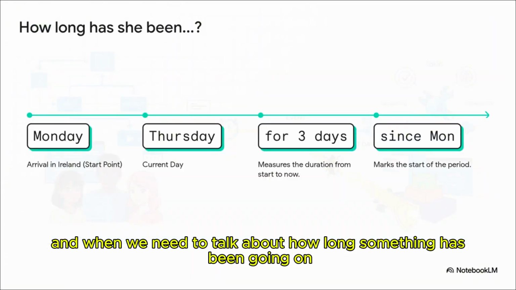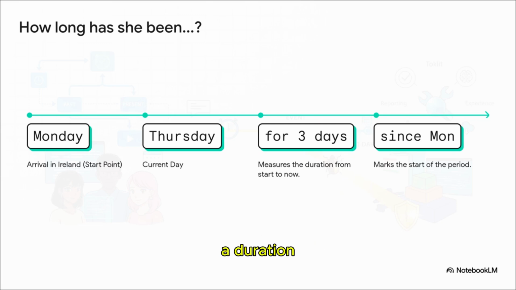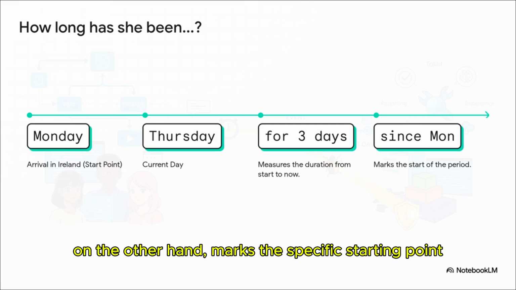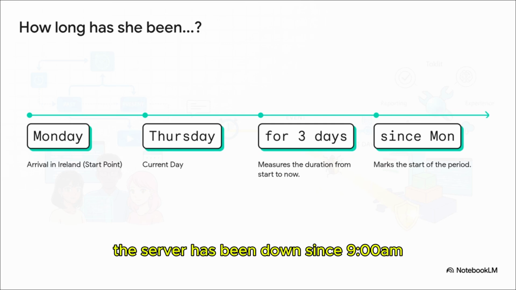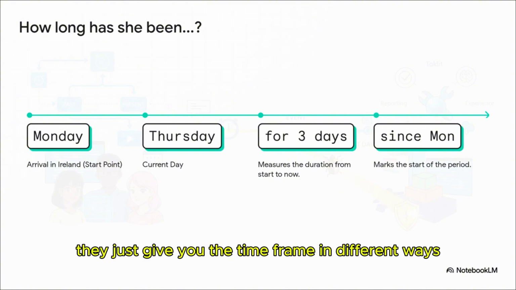And when we need to talk about how long something has been going on, we have two simple tools. For is all about a quantity of time, a duration. The server has been down for 3 hours. Since, on the other hand, marks the specific starting point. The server has been down since 9 a.m. They're both useful, they just give you the time frame in different ways.